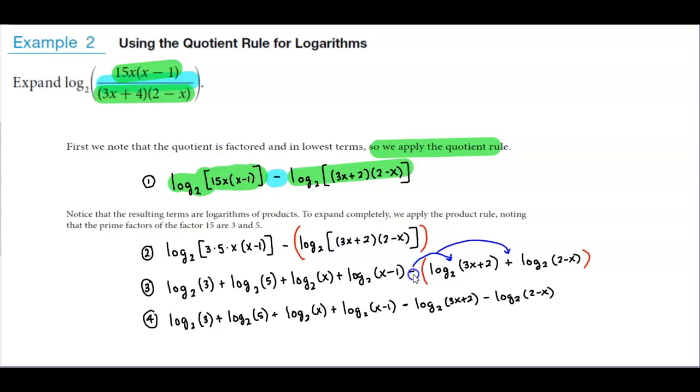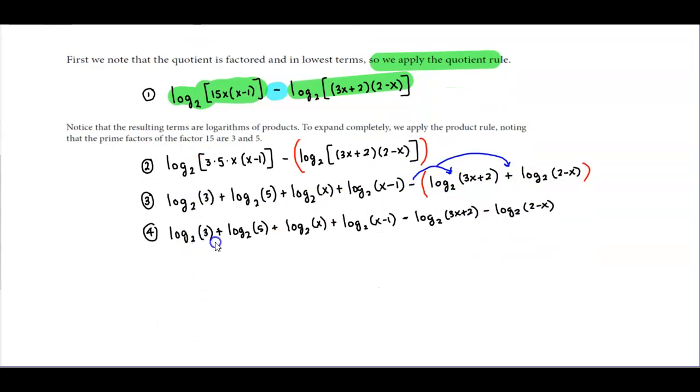So here I'm still keeping the minus sign. I still have my parentheses. So when we expand inside the parentheses, that multiplication becomes an addition of logarithms. So now we have the log base 2 of 3x plus 2 plus the log base 2 of 2 minus x. The next step is to distribute the sign. So our final result is going to be the log base 2 of 3 plus the log base 2 of 5 plus the log base 2 of x plus the log base 2 of x minus 1 minus the log base 2 of 3x plus 2 minus the log base 2 of 2 minus x.